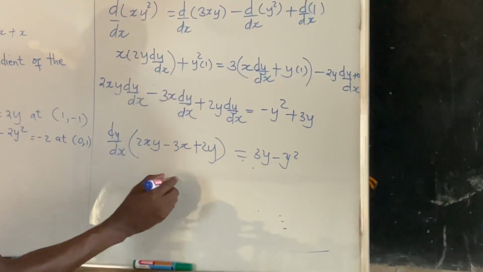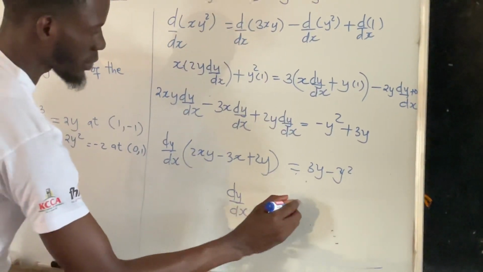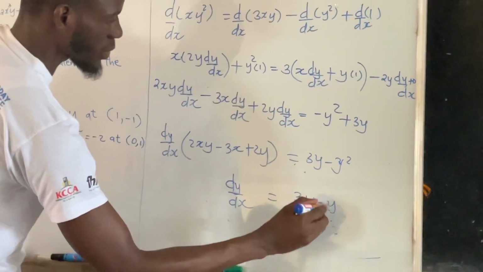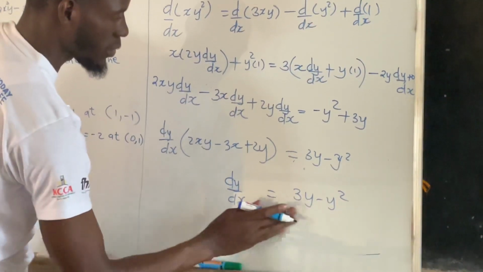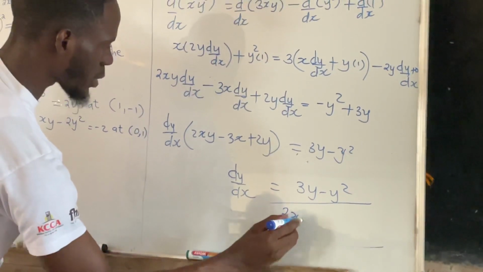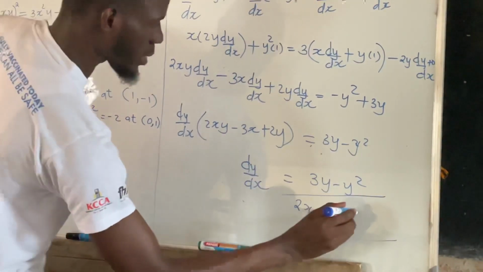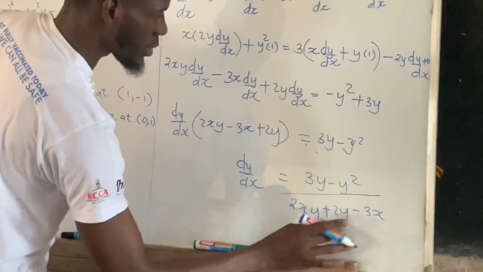Divide through on both sides such that our dy/dx is equal to 3y minus y squared. Then the whole of this is divided by this term, which is 2xy plus 2y, then minus 3x. It is the same.